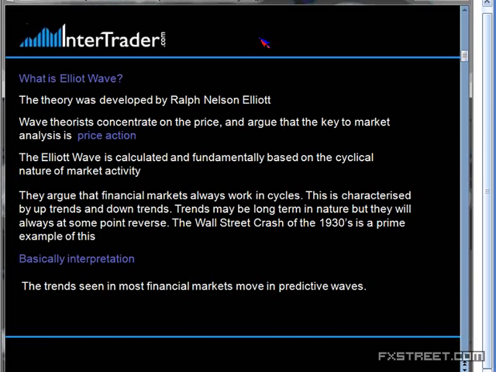They argue that the financial markets always work in these cycles, characterized by trends that move up and trends that move down. Trends might be long-term in nature, but at some point they will always reverse. The Wall Street crash in 1930 is a prime example. So again, it's all about interpreting.